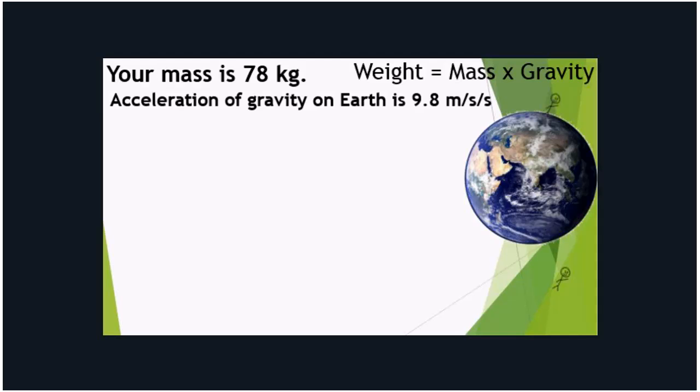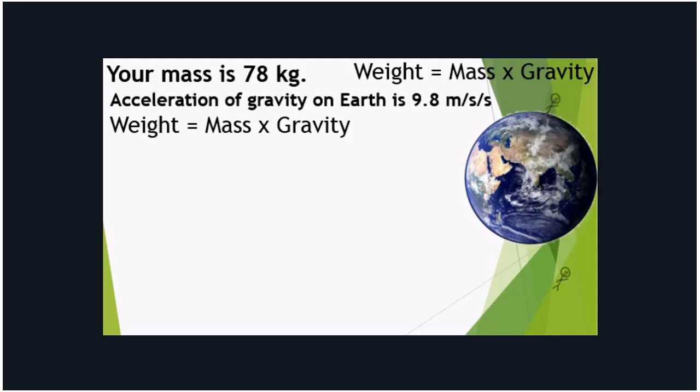So I'm going to take weight equals mass times gravity. We're assuming that your mass is 78, so we're going to take 78 times the acceleration on Earth due to gravity, which is 9.8 meters per second per second. This means that if I drop any object, every second that it's falling, it should theoretically speed up 9.8 meters per second. So 2 seconds later, it should be going 9.8 times 2, so close to around 19 meters per second.